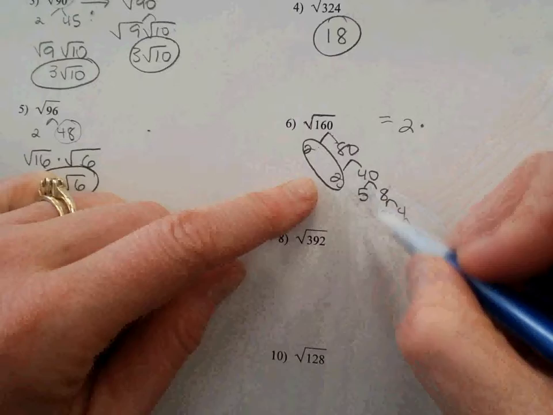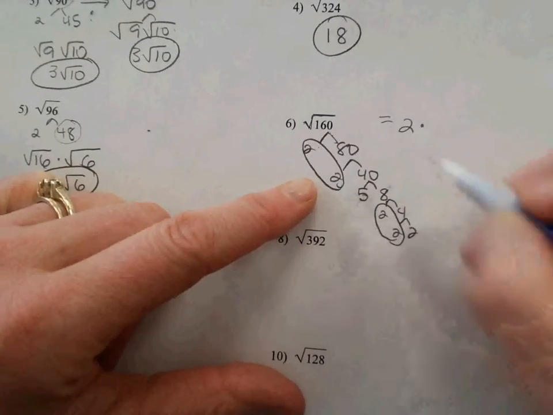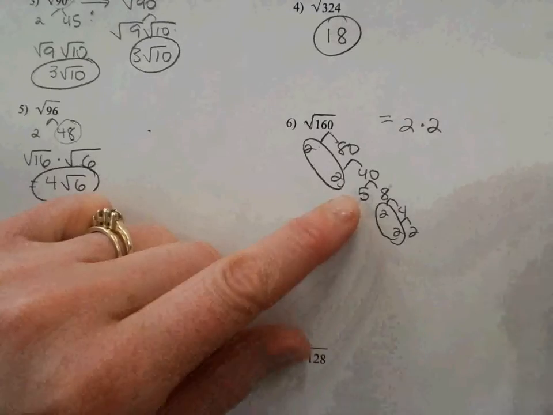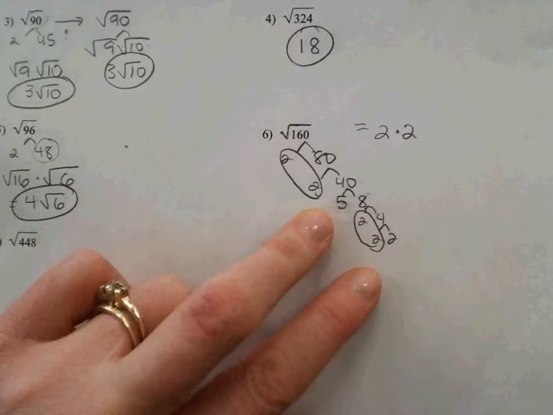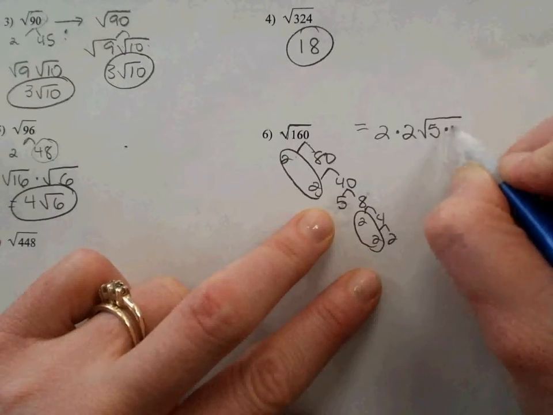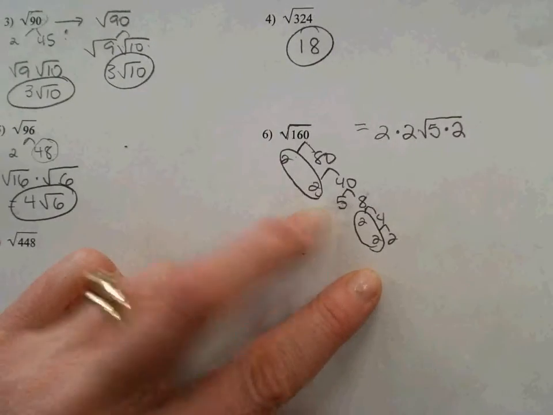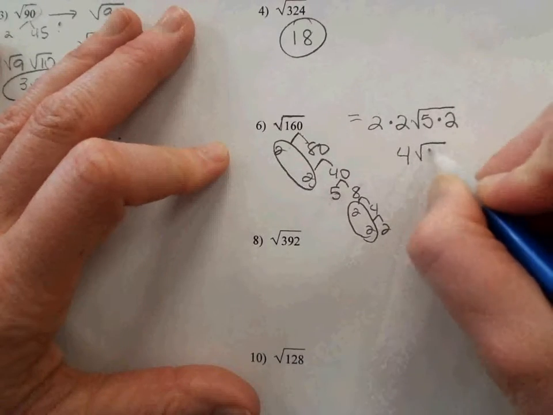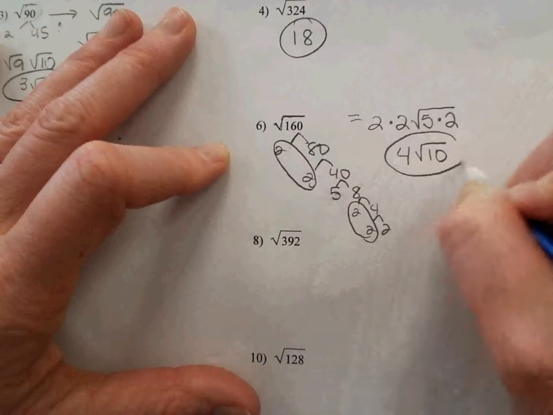So that comes out. And then I have another pair of 2s. So another 2 breaks out of jail. And these 2 are leftover. 5 times 2 is leftover underneath. So now we have 4 radical 10.